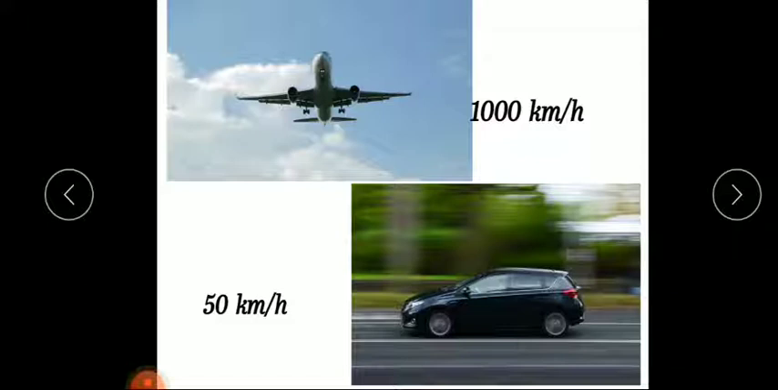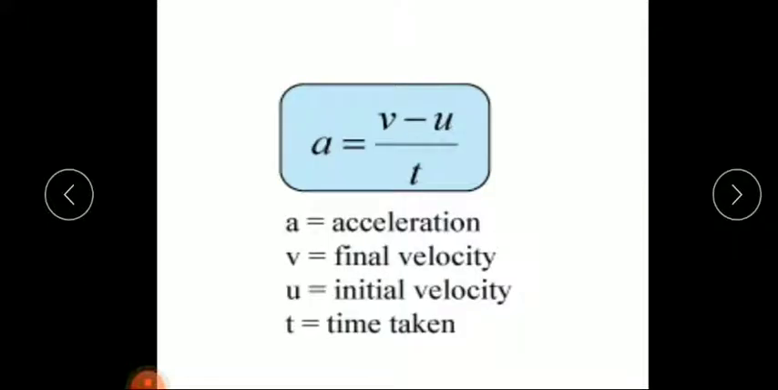So how can we calculate this acceleration? Acceleration is represented by small letter a. a = (v - u)/t. What is v minus u? The change in velocity is v minus u, where v is the final velocity, u is the initial velocity, and t is the time taken. So we can calculate the acceleration by using this formula.